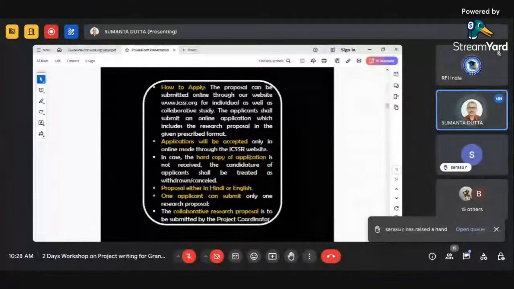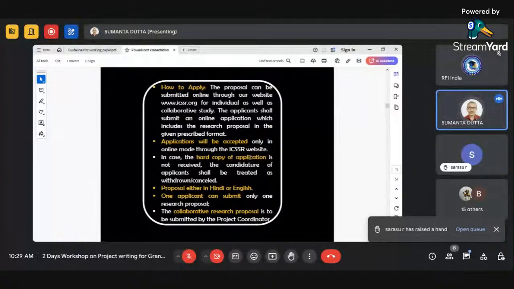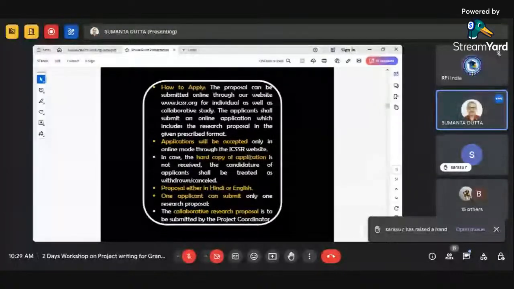The second most important thing: once a window opens after the given deadline, you can apply through this window for online application. But you have to send the hard copy as soon as possible once you complete the online submission process. If the hard copy is not received, the candidature application of that given candidate shall be considered cancelled, withheld or withdrawn.